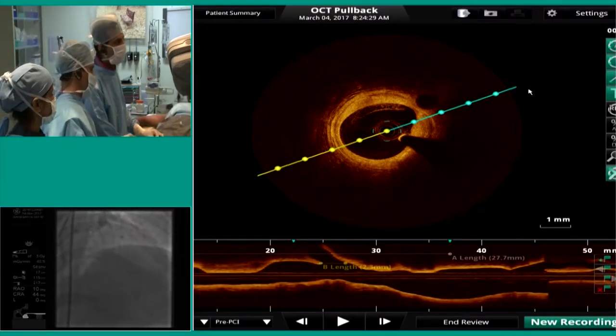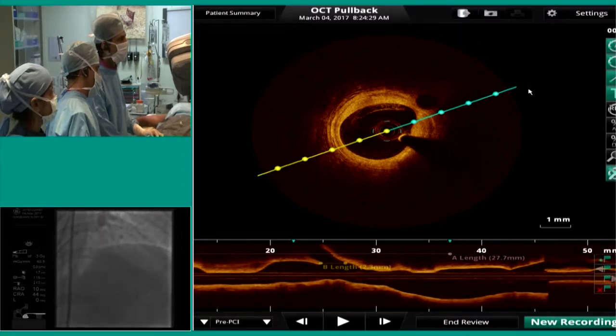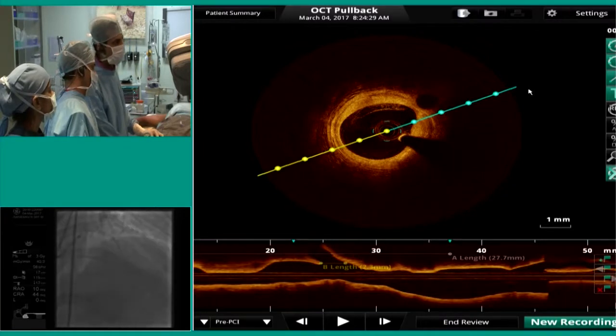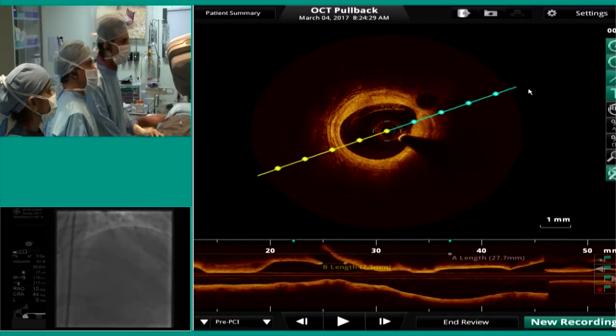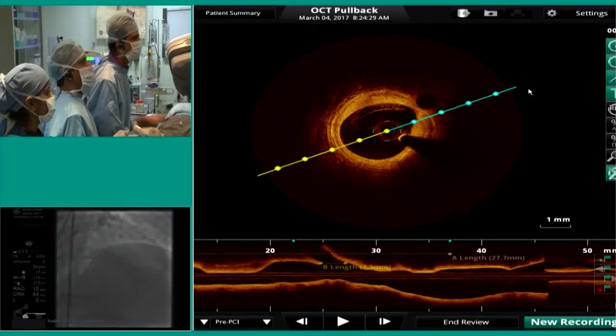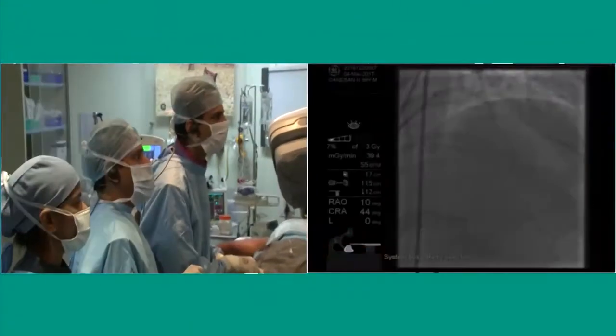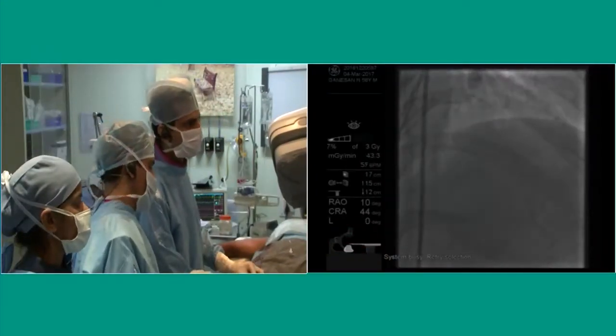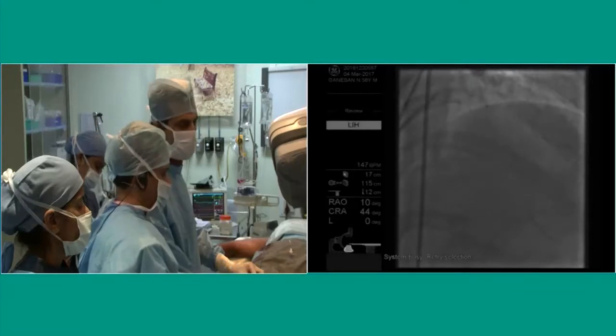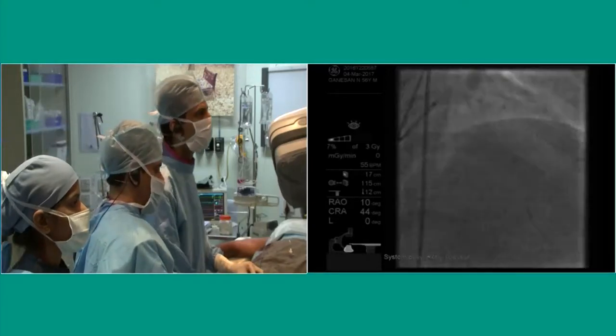Can we have the fluoro on the big screen? I'm pre-dilating distally because the vessel is not very big. Can you have the fluoro on the big screen? Yeah. Give me a test.